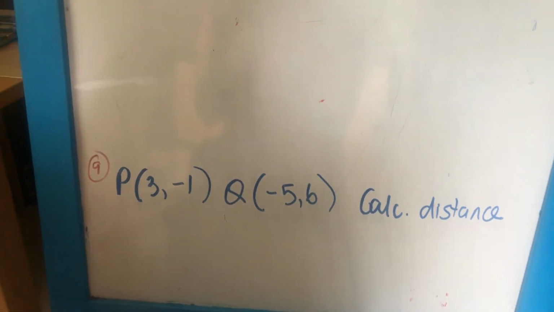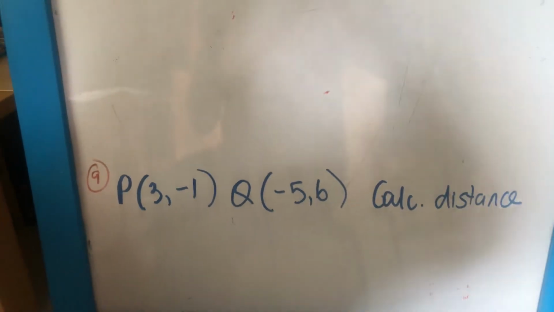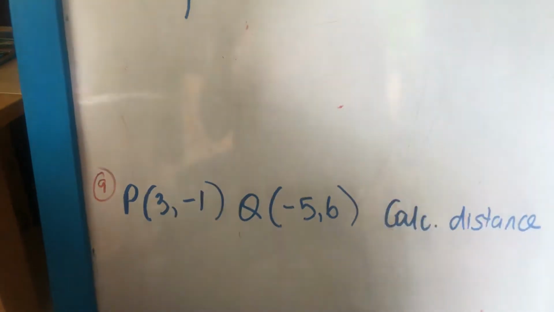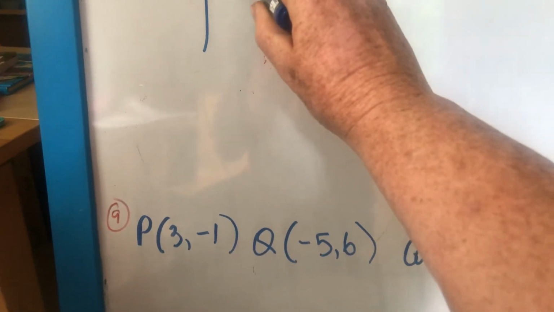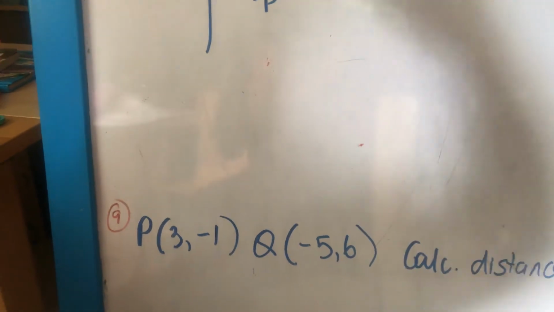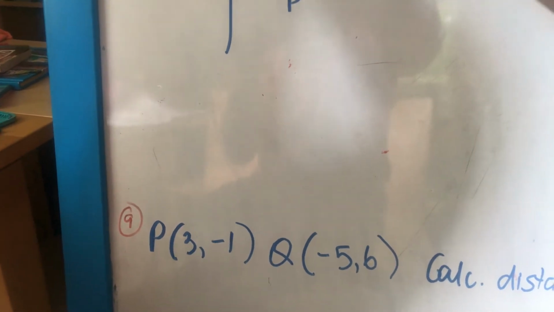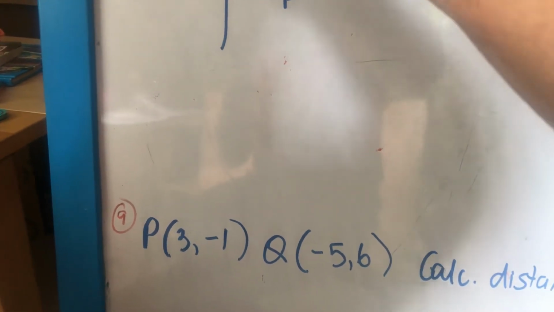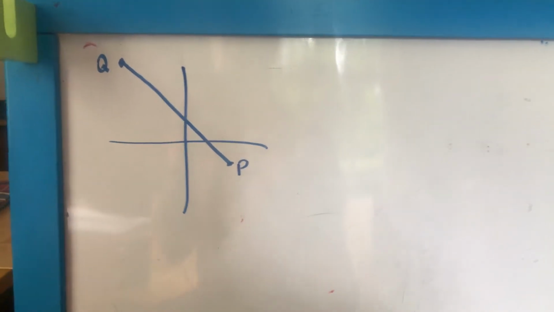Now, till you get your head around this kind of thing and you become some kind of maths genius, which, hand on heart, I am not, always draw up a little picture, even if it's a super quick sketch. So here's the point P. It's at 3 across, 1 down. There's the point P. Point Q is at 5 across this way, and then 6 up. So point Q is up here somewhere. And the shortest distance between them is like that.